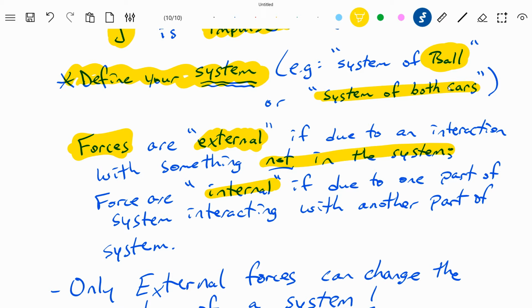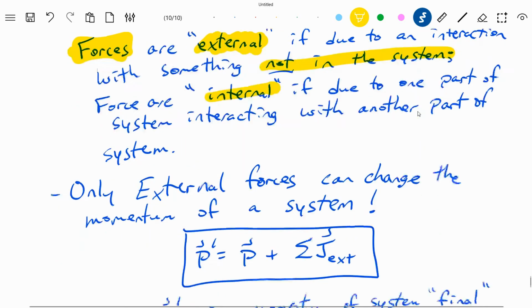So you really have to be aware of the system. What is in the system? What's not in the system? Are forces arising due to interactions of things within the system, or things that are interacting from the system with things that are outside of the system? Sounds complicated, but you get the hang of it.